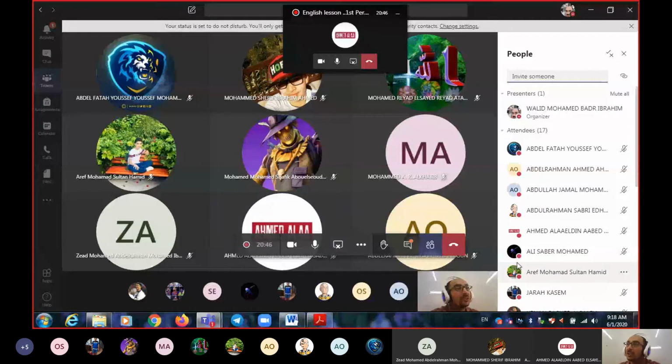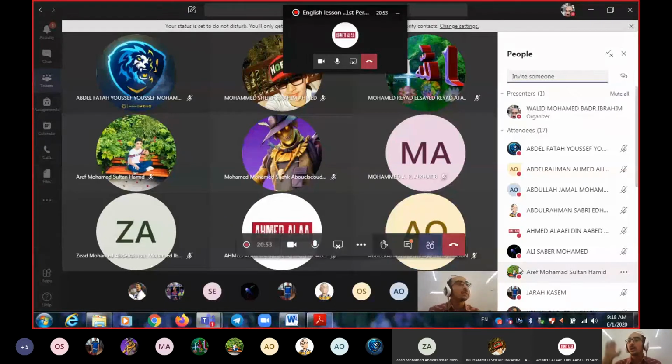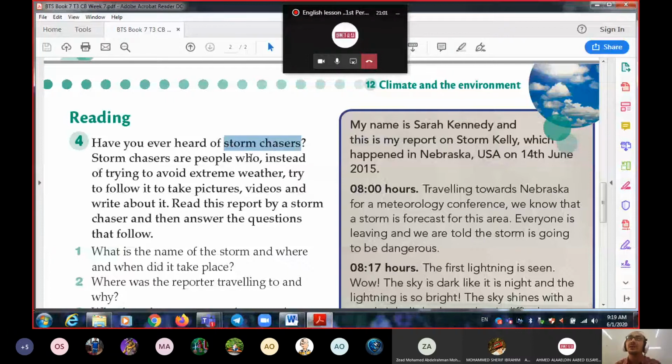Everybody, every one of us, when he sees a wind or a storm, he runs away. He cannot stand it. Except for those storm chasers, they are running after the circumstances or conditions of nature. They are following them. Volcanoes, storms, thunder, lightning. They are running after it. They are following it. So they are called storm chasers. Storm chasers are people who, as I said, like all of us, are trying to avoid extreme weather, but they try to follow it, to take pictures, videos, and write about it.